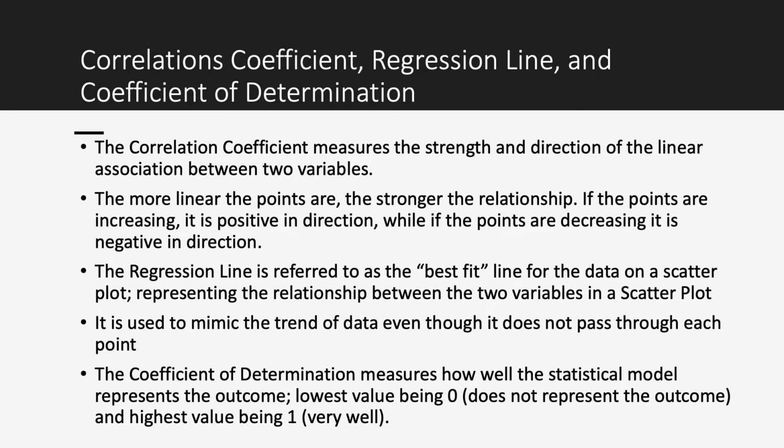direction. The regression line is referred to as the best fit line for the data on the scatter plot, representing the relationship between the two variables in the scatter plot. It is used to mimic the trend of data even though it doesn't pass through each point. The coefficient of determination measures how well the statistical model represents the outcome, lowest value being 0 and highest being 1.